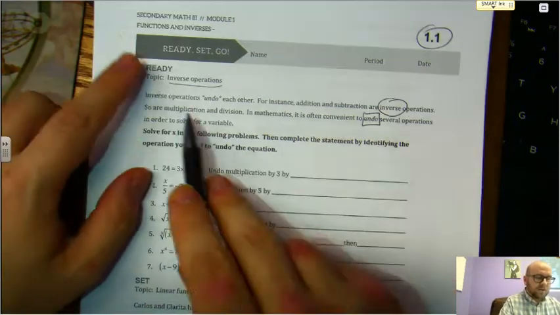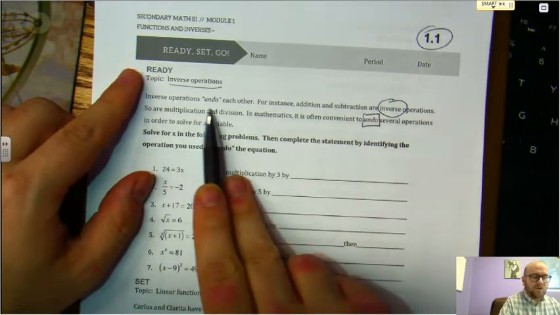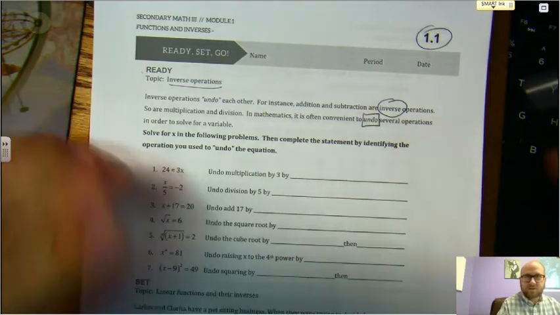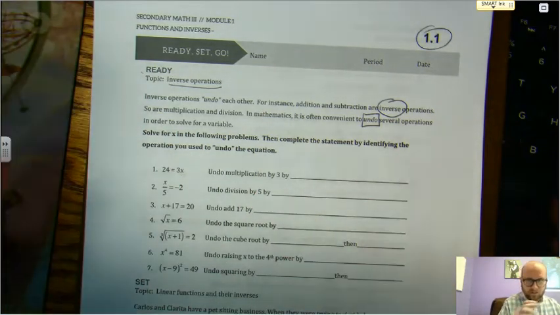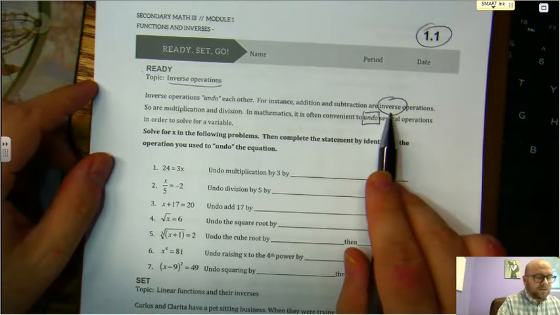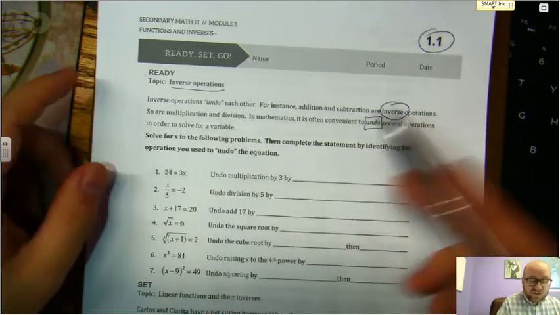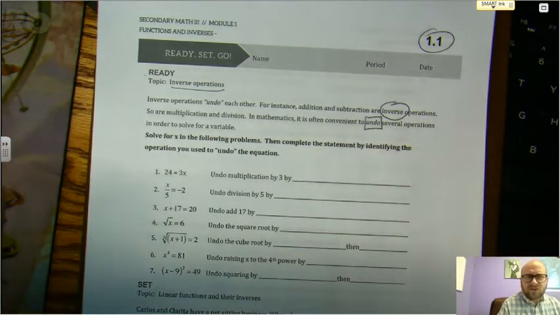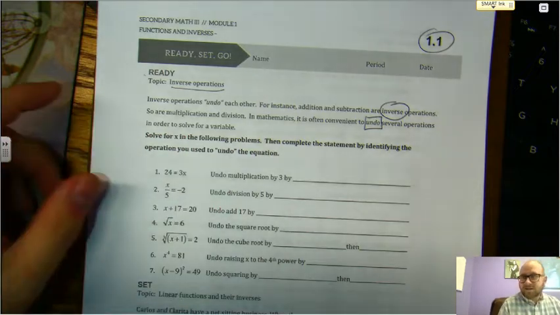The first section is on inverse operations, and inverse operations undo each other. For instance, addition and subtraction are inverse operations. If you add a number and then subtract that number, you've undone it, you've done nothing. And they're called inverse operations. So are multiplication and division. And so in mathematics, it's often convenient to undo several operations in order to solve for a variable. And that's exactly what we're going to be doing here.